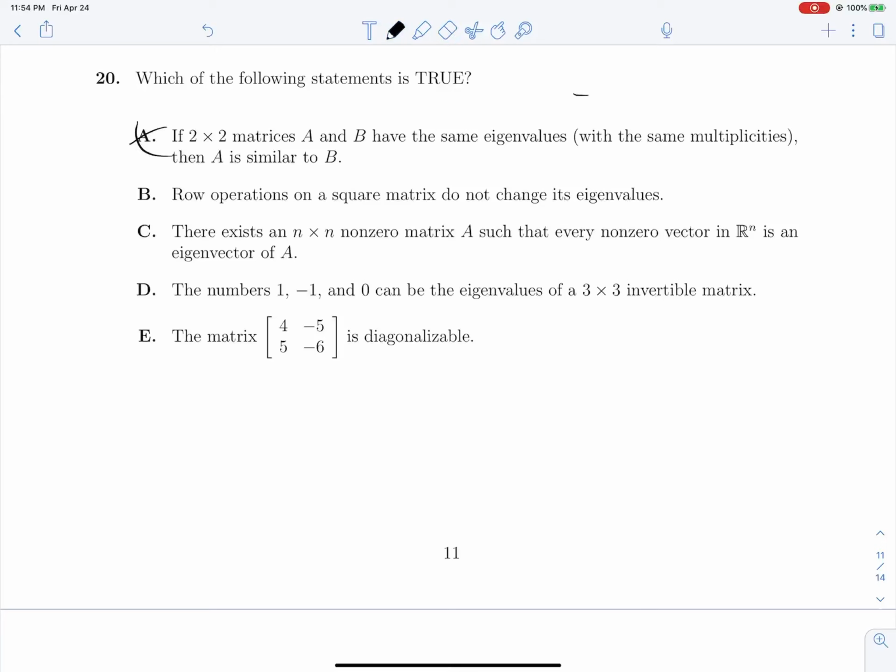What about B? Row operations on a square matrix do not change its eigenvalues.